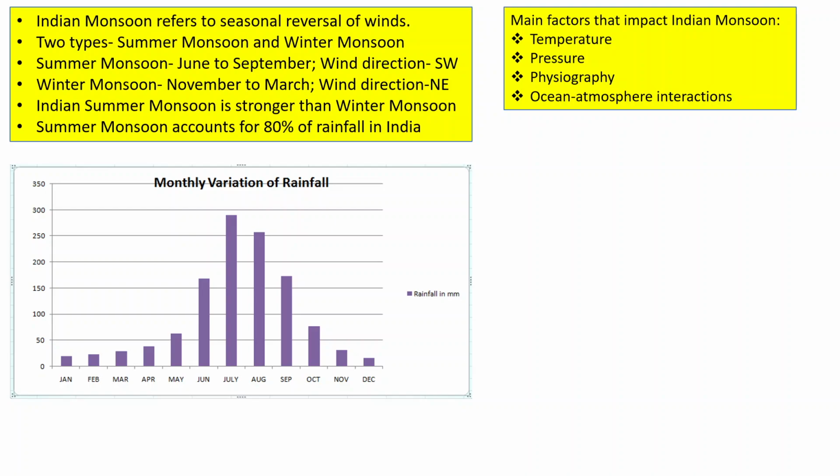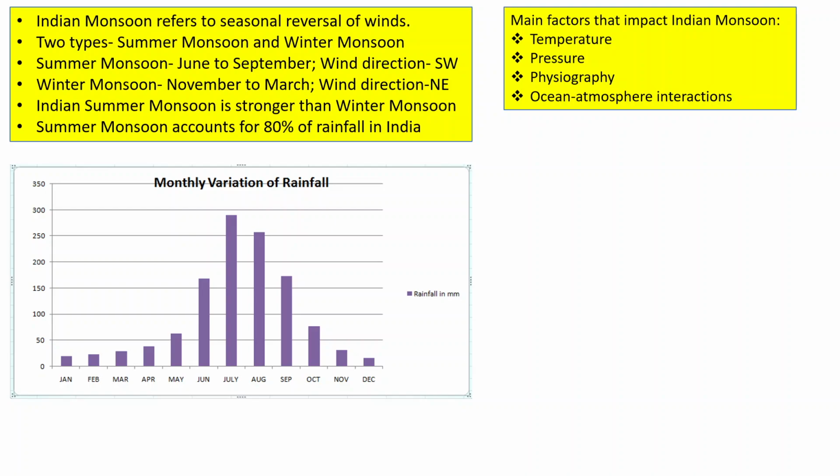We have studied about two types of monsoon, the summer monsoon and the winter monsoon. Summer monsoon normally is from June to September with a wind direction of southwest, means the winds blow from southwest to northeast. While the winter monsoon, which is from November to March, the wind direction is northeast. So it comes from northeast and goes towards the southwest. So we'll say southwesterly winds are the summer monsoon winds and northeasterly winds are the winter monsoon winds.